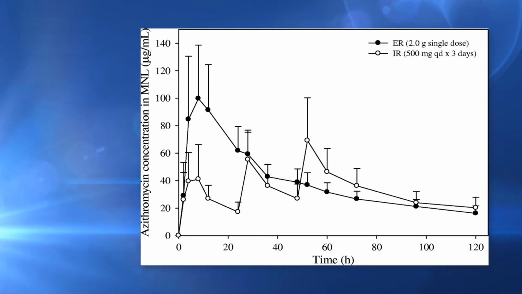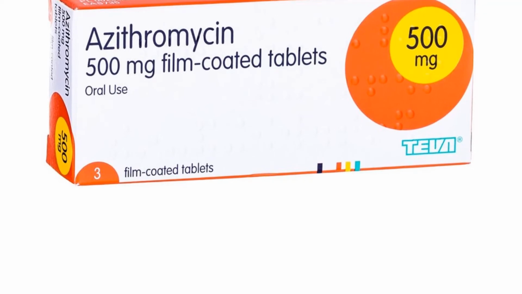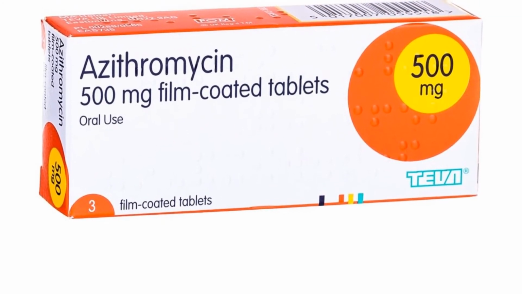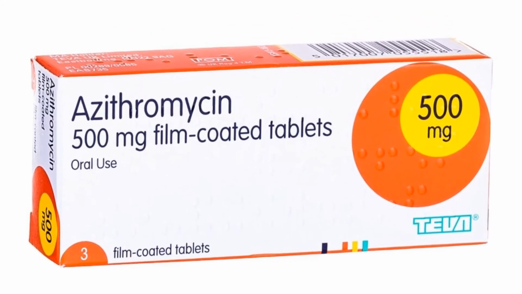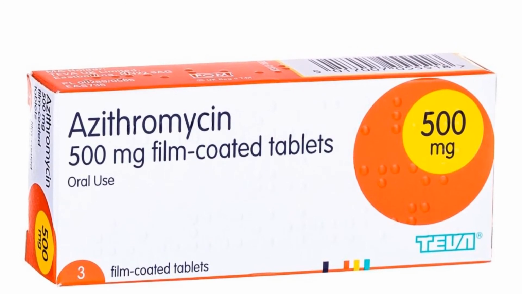Azithromycin kills bacteria by inhibiting bacterial protein synthesis. Azithromycin is used to treat infections caused by susceptible bacteria such as Mycobacterium avium, M. intracellulare, and Chlamydia trachomatis. Azithromycin belongs to the class of medicines known as macrolide antibiotics.